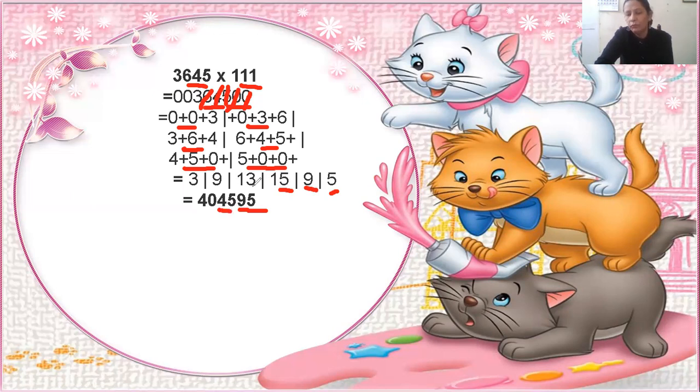Now from 14, 1 is left. So 1 you will carry and add with this 9. 1 plus 9 is equal to 10. So from 10, 0 is at the unit place. You write down 0 as it is. Now 1 you will carry forward, and add with this 3. So 3 plus 1 is equal to 4. So now 404,595 is your final answer. So like this you will solve these questions. Now let's take some other question also.